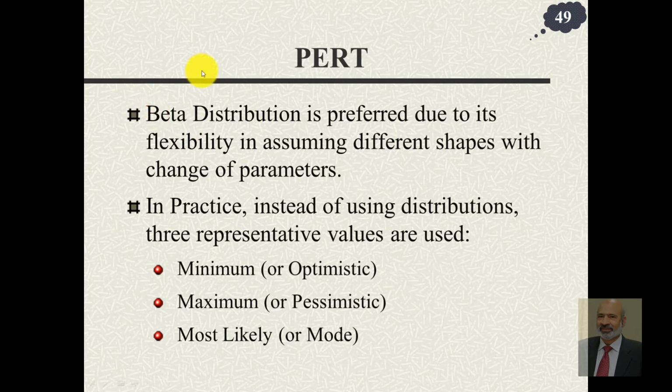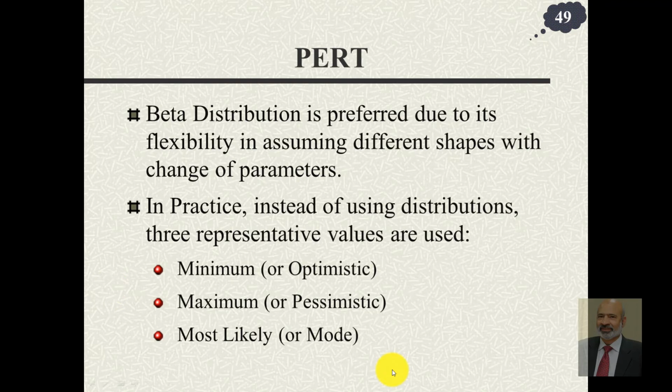So in practice, people don't actually use distributions. They use some alternative methods, and the most commonly used method is that instead of using one estimate of time, we use three different times. One is the minimum time required to complete an activity. We call it minimum or optimistic. We use the maximum time. The maximum is also known as pessimistic. And we use the most likely or mode. Using these three, we find a new estimate, and we also find the variance or standard deviation of the time of each activity.